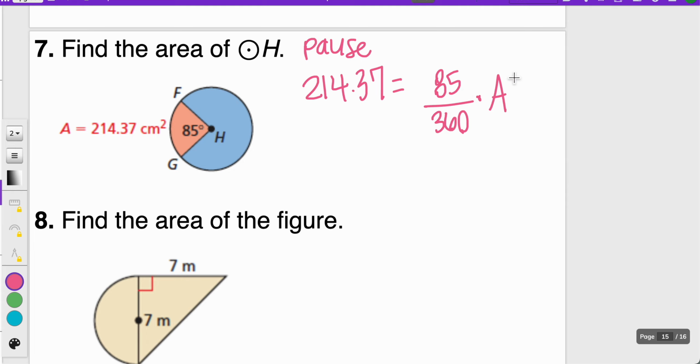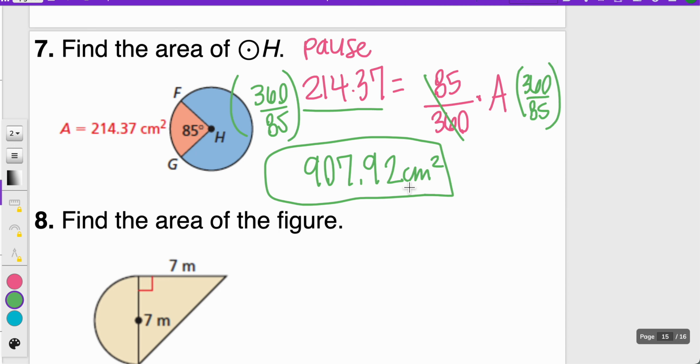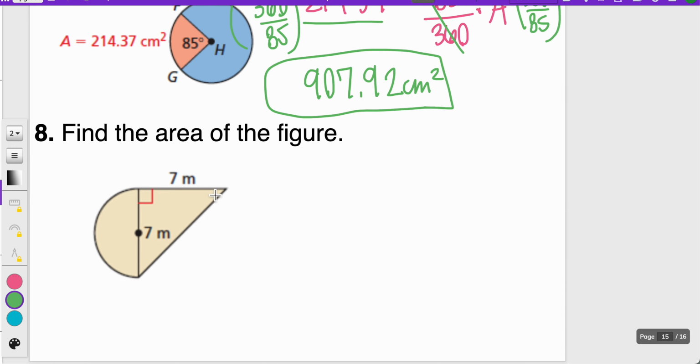The first thing I'm going to do is multiply by just the reciprocal here. So I'm going to multiply by 360 over 85 to get A by itself, and then I'll just multiply by 360 over 85 again here too. So 360 times 214.37 is 77,173.2 divided by 85. I'm getting 907.92 square centimeters.